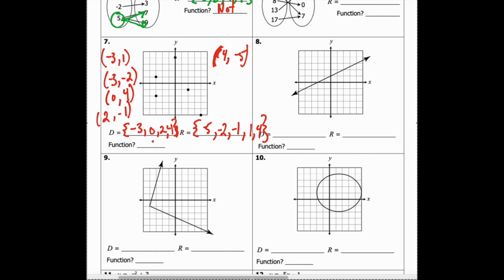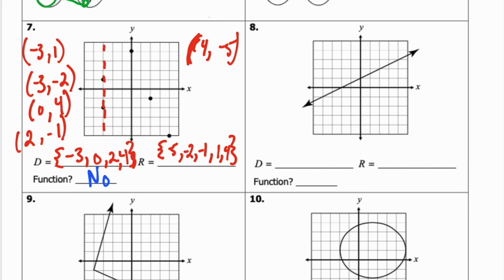So we see that we actually do have a repeating -3 here. We can even do the vertical line test on this graph and see that if I put my vertical line through that -3, I'm hitting 2 points. So no, this is not a function. Take a look at number 8.